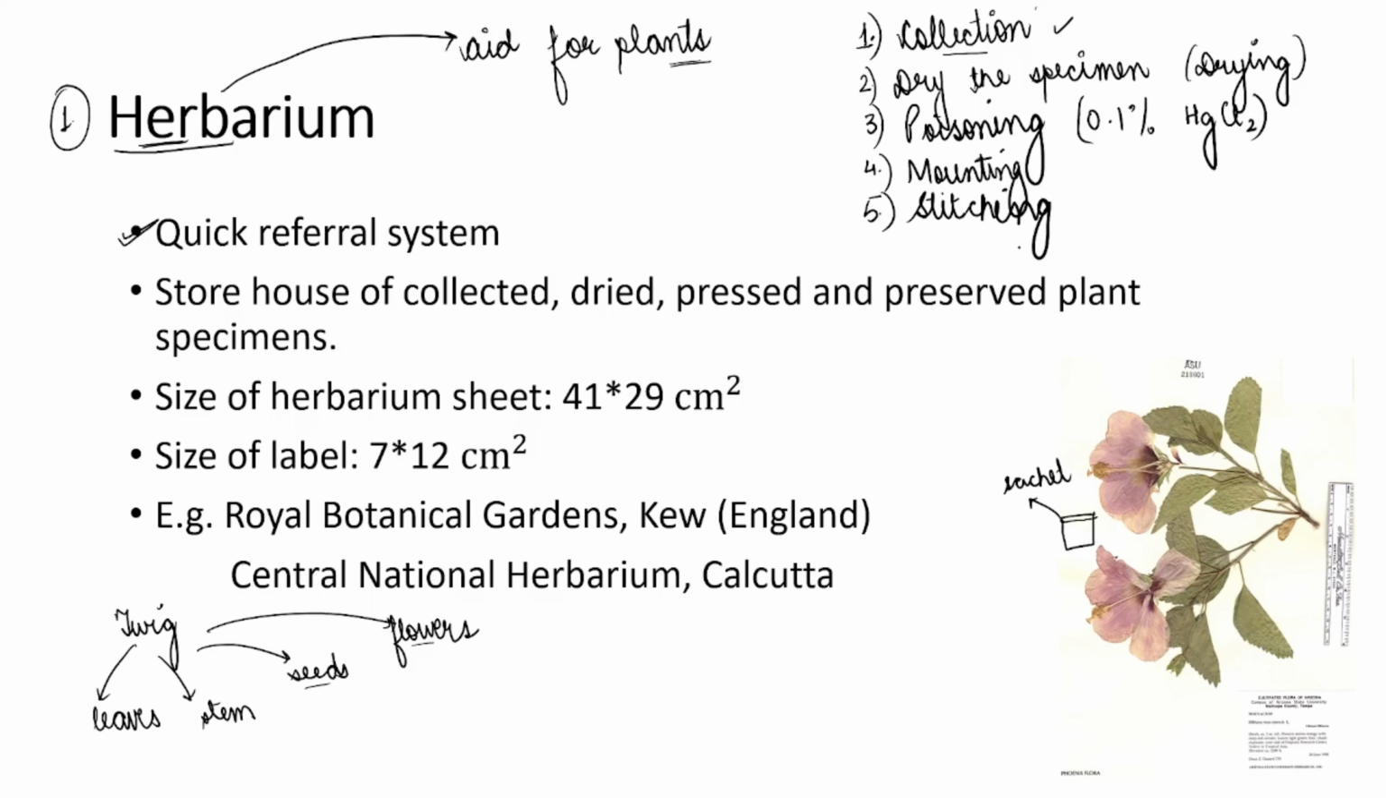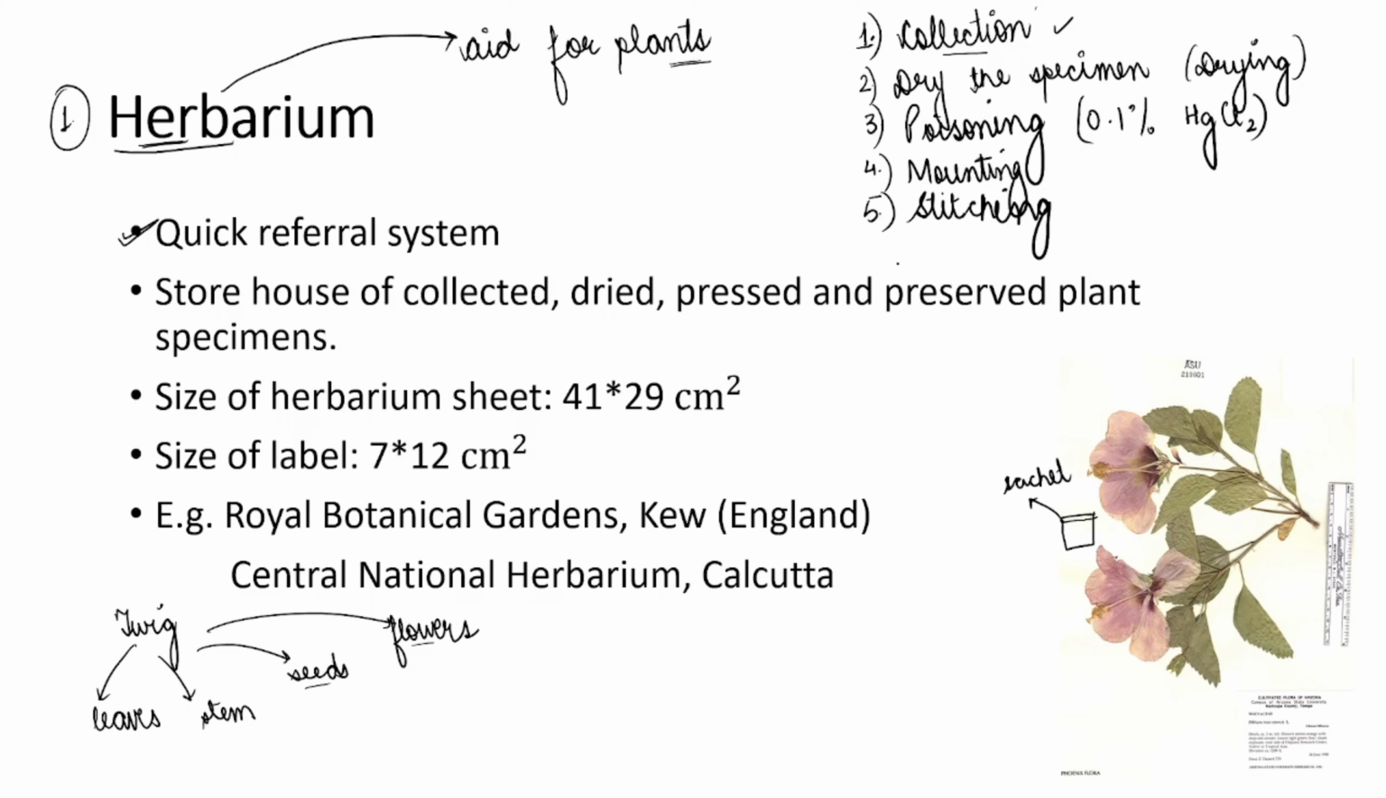So when we are mounting it on the paper, at the end of the day, we have to make sure that we do not use glue. We have to stitch it. And how do we do this? We stitch with the thread at certain parts, at certain points, so that the plant gets stitched to the herbarium sheet and does not fall off.